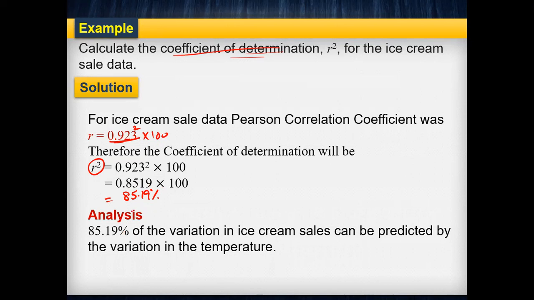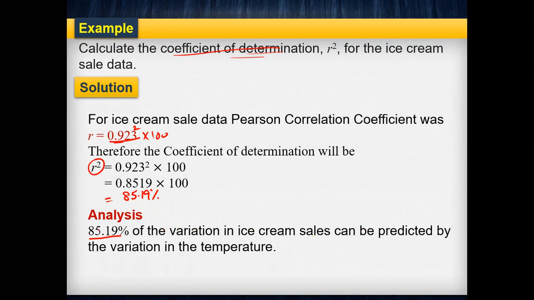So what is the meaning of this percentage? This means that 85.19% of the y values can be predicted from the variation in x. So in this way you can analyze this percentage. The analysis is: 85.19% of the variation in ice cream sales can be predicted by the variation in the temperature.